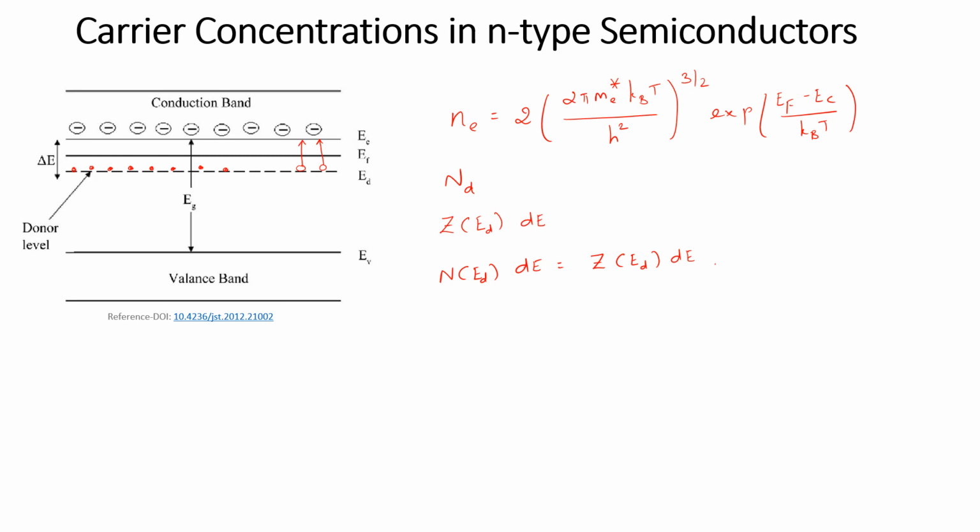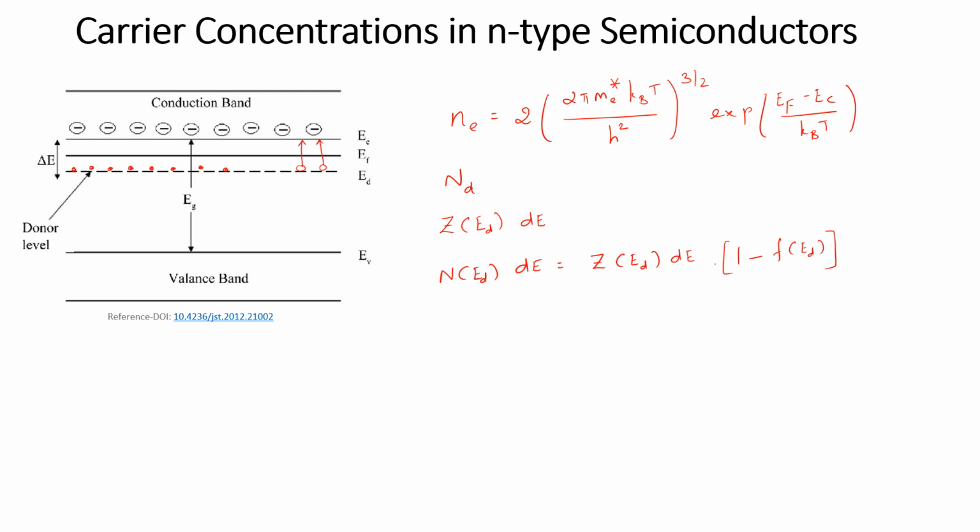Fermi function has to come. Now first of all, what is this? This represents density of holes in the donor level, as I told you. Okay, density of holes in the donor level is N of ED dE. Now that is nothing but density of energy states in the donor level, that is Z of ED dE multiplied by Fermi function. Now I am talking about holes, not electrons. So I can write that as 1 minus F of ED. Okay, all these things you know already.